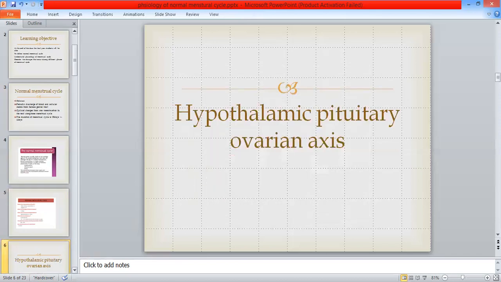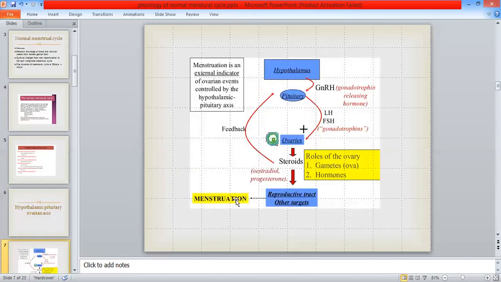Now, the hypothalamic pituitary ovarian axis is very important because it is the axis which controls the whole changes in the menstrual cycle. This diagram shows the whole menstrual cycle precisely. This is the hypothalamus. From the hypothalamus, gonadotropin releasing hormone is released, which in turn controls the pituitary gland, and the pituitary gland then releases gonadotropins, which are basically luteinizing hormone and follicle stimulating hormone.